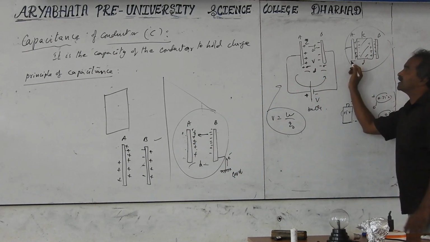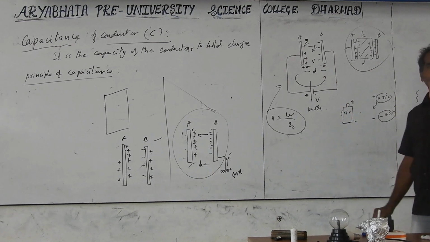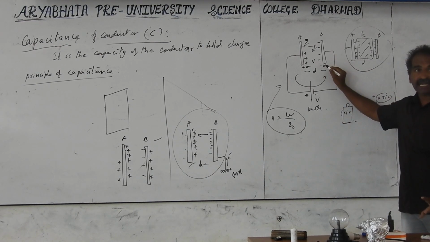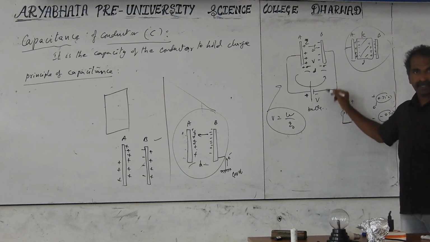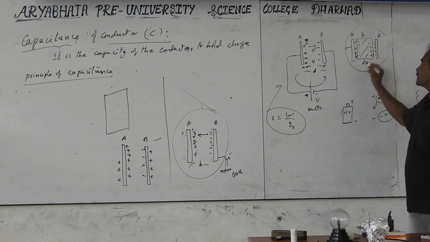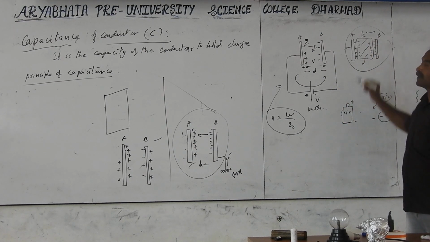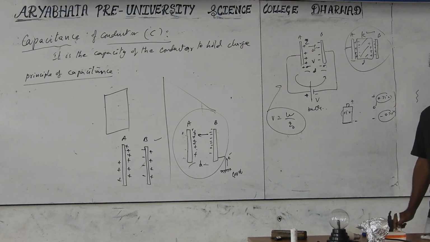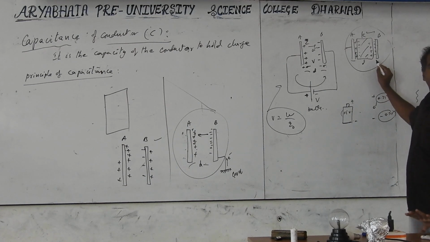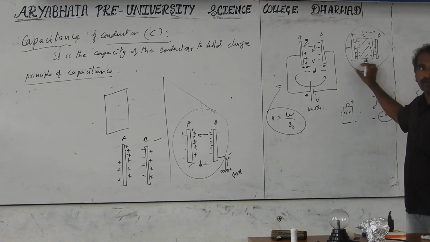One other method is taking the two plates separated by a dielectric and connecting them to the battery. In that case, the capacitance increases by K times, where K is the dielectric constant. The higher the K, the more capacitance there is to hold the charges. Here we are taking only the dielectric between the two plates.